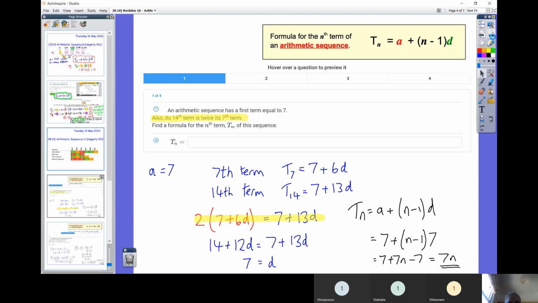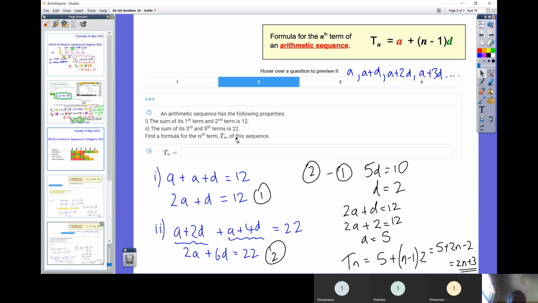Question 2. So again, let's just work through this. Similar to question 1, we're told that the sum of its first and second terms is 12. So just remember how these work, that the first term is A, the second term would be A plus D, then A plus 2D, and so on. So we're told that the sum of the first and the second term is 12. So A plus A plus D equals 12. So gather up your A's, 2A plus D equals 12. There's equation number 1. Let's just bank that for now.